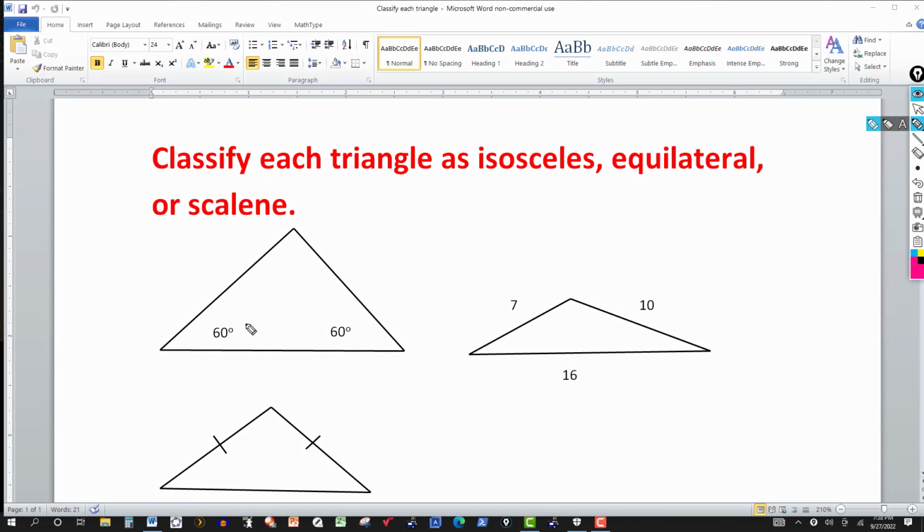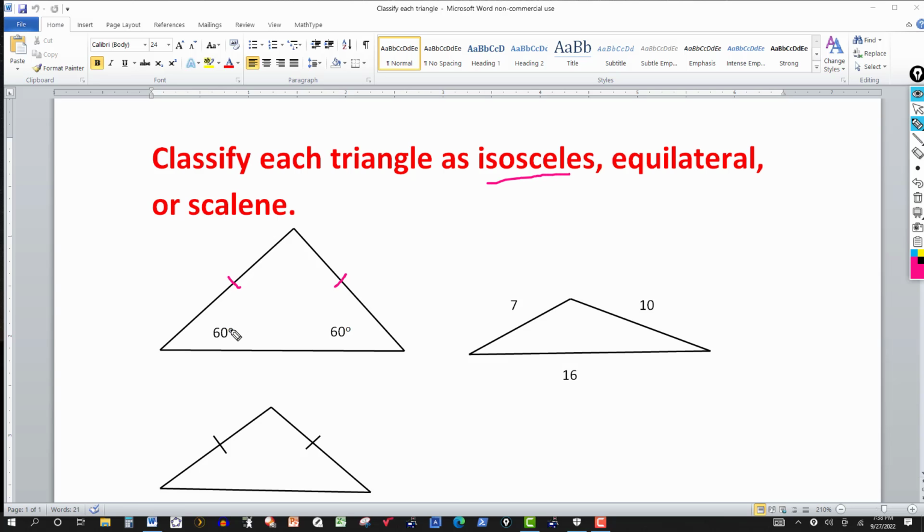So if we look at the first one here, the only thing we're given is that the base angles of this triangle are 60 degrees. If the base angles have the same measure, the opposite sides have to have the same measure. So these two sides have the same measure. They're congruent. So for sure it's isosceles.